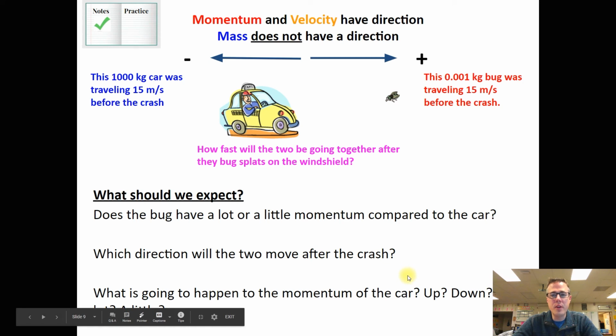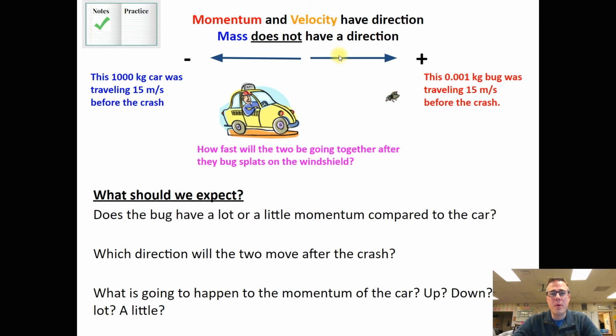Let's move into a little bit more challenging one. So let's talk about how momentum and velocity have direction. So if you remember, momentum and velocity are vectors. They can go one way and be positive, and they can go the other way and be negative.